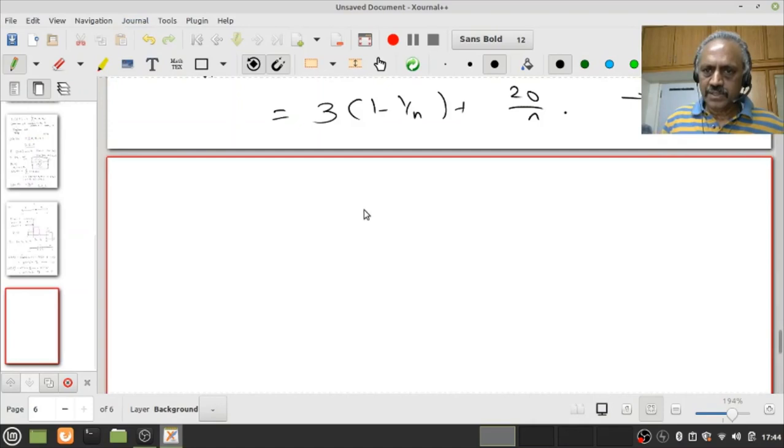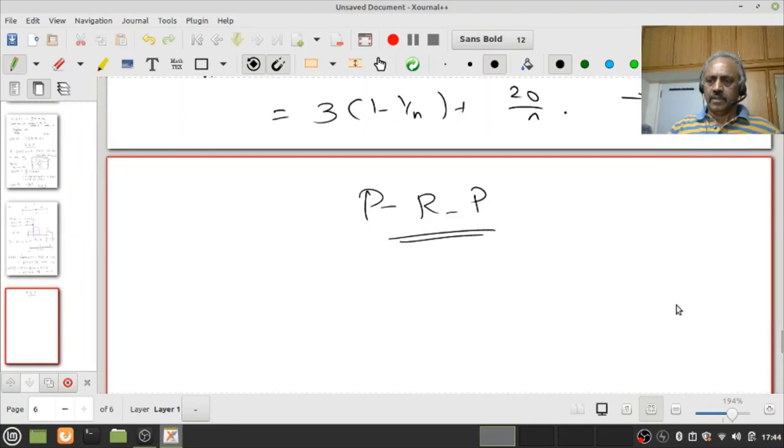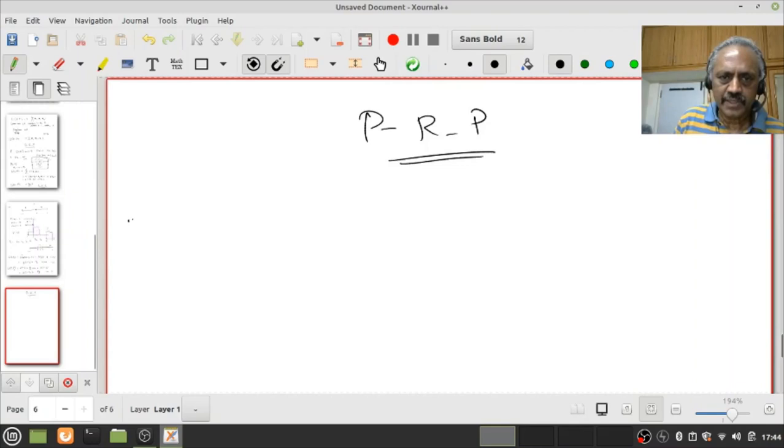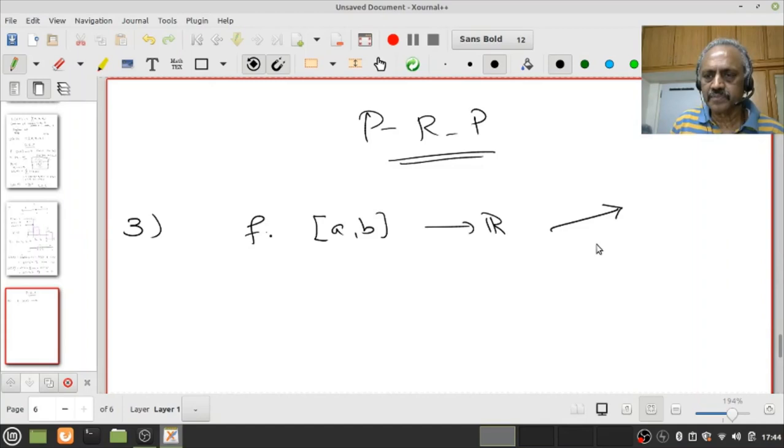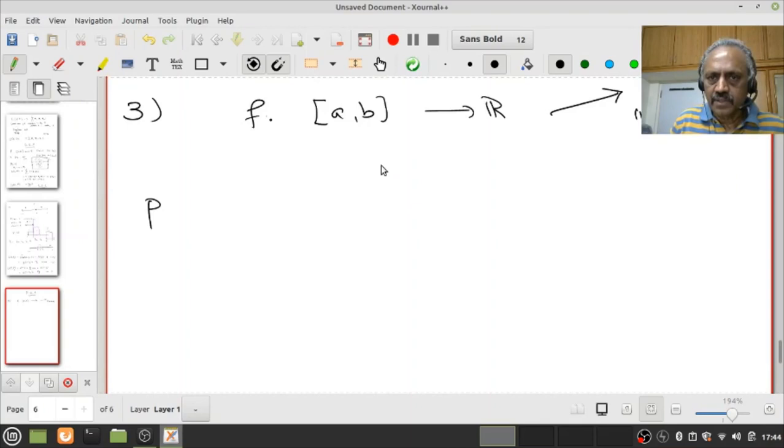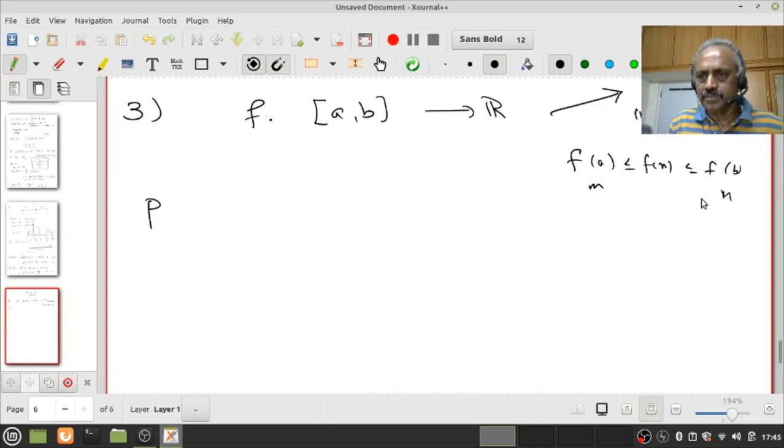Now, pause, review, and proceed. So, I will do one more example, a third example, and with that I will stop. Okay, the third example is a function f from [a, b] to R. Let us say it's an increasing function. Okay, increasing. Right? You understand? Now, suppose P is a partition. Notice that I do not assume it's bounded, because f(a) will be less than or equal to f(x), which will be less than or equal to f(b). Therefore, this will be your little m, this will be your capital M. Yeah? Very good.